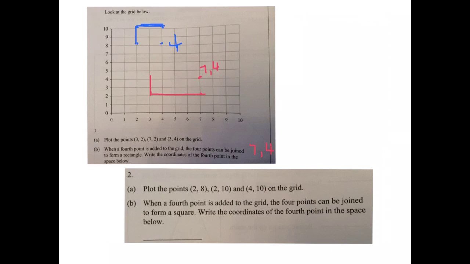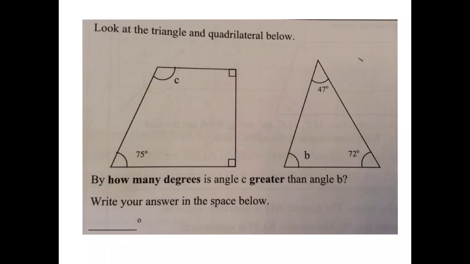Whoops. 8, 4, 8. And I can join all the lines just to confirm where there is our square and there's our badly drawn rectangle.